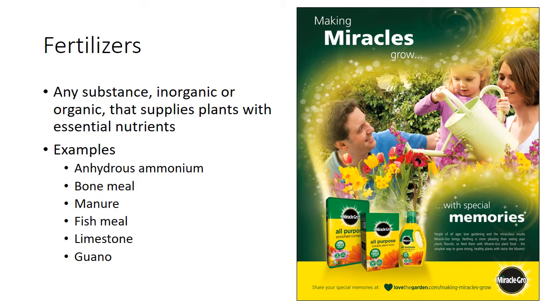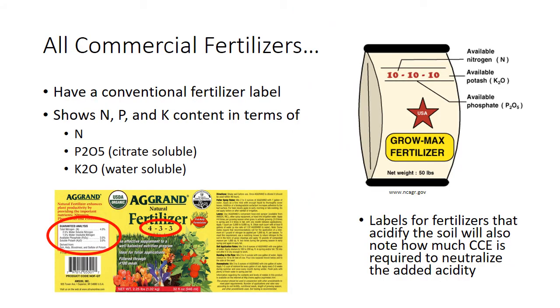And with fertilizers, really what we're referring to is any substance that could be inorganic or organic. What I mean by that is chemical or inorganic fertilizers like rock phosphate, things like that. Or it could be organic in terms of manure or compost and so on. So any substance that's going to supply plants with essential nutrients that the plant needs to grow. So examples are anhydrous, bone meal, manure, fish meal, limestone, guano, and so on. So lots of different examples are out there.